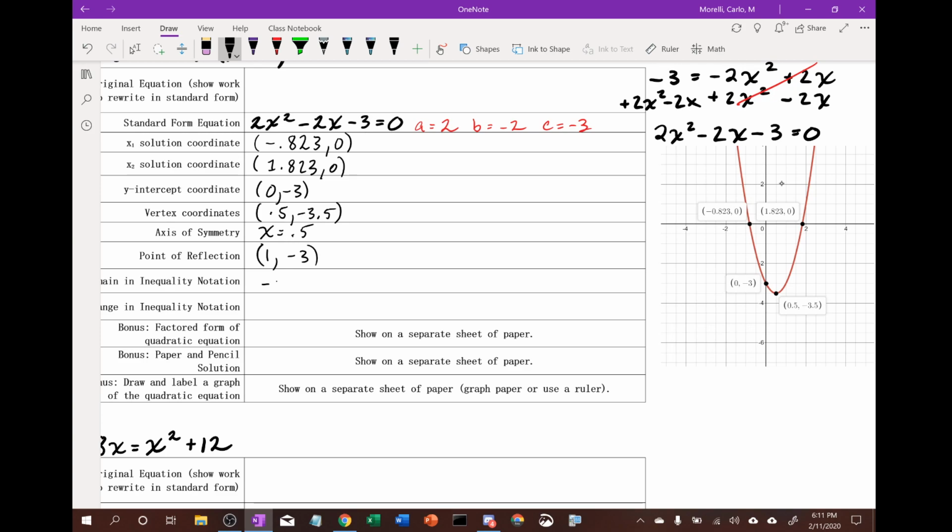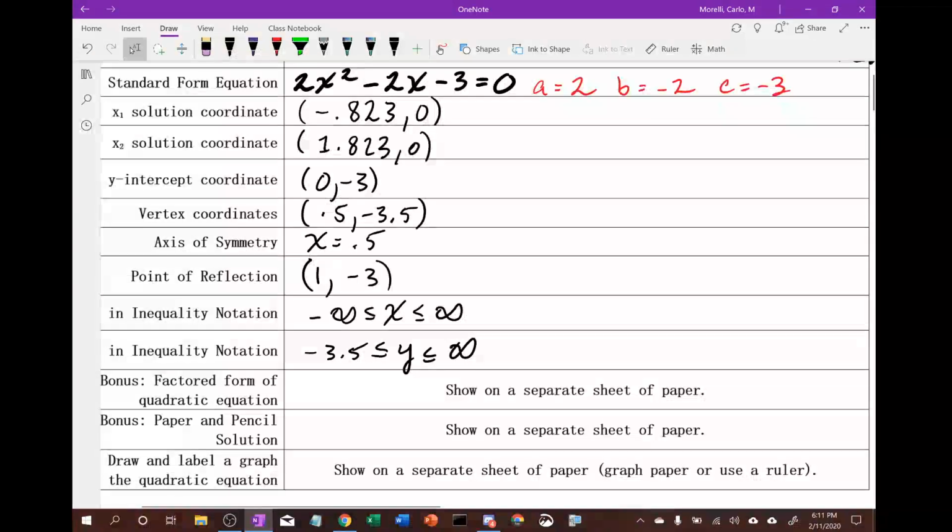Domain is always negative infinity, less than or equal to x, less than or equal to positive infinity. And the range for this problem is negative 3.5, less than or equal to y, less than or equal to infinity. Done. I wasn't timing that, but I guarantee you it was less than 3 minutes. It was like 1 minute and 30. Yeah, I mean, once we got it in standard form, it takes less than 3 minutes to do it all.